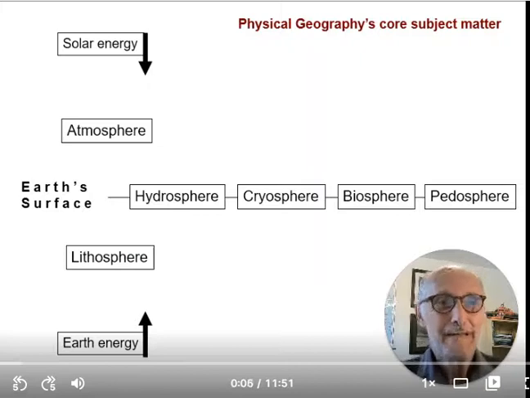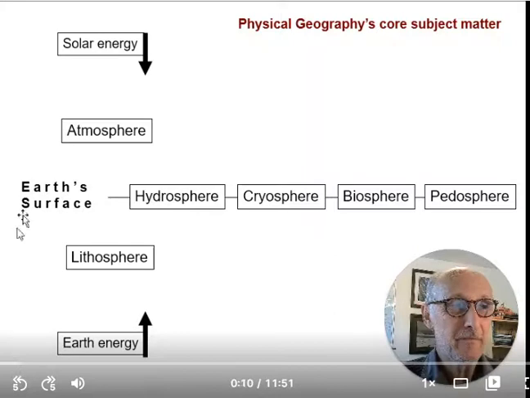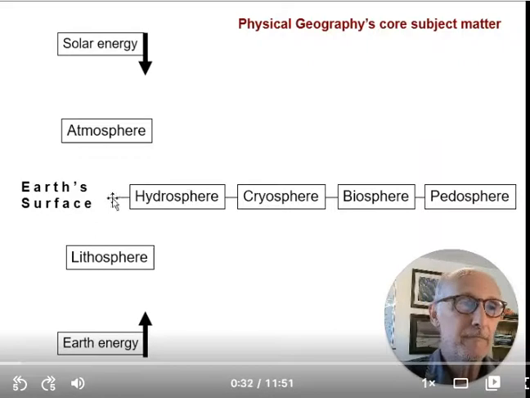Okay, so here's a slightly neater version of the diagram that I just drew for you on the whiteboard. We've got the Earth's surface and solar energy coming in from above, energy from the Earth's interior coming up from below through the lithosphere, the solar energy coming in through the atmosphere, solar energy affecting the atmosphere, Earth's interior energy affecting the lithosphere, all of that affecting the surface. And I've here broken down the surface into four different conceptual regions, if you like.